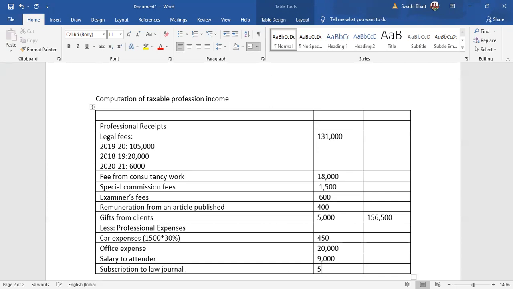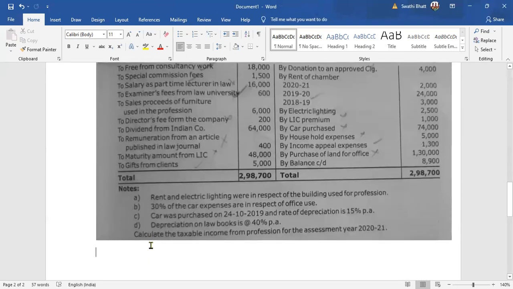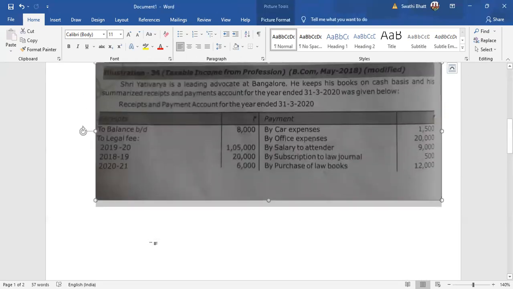And that is 500 rupees. The next thing that we have here is purchase of law book. Like I had mentioned earlier, law books or professional books are completely an asset for a lawyer or an advocate. So you don't write 12,000. Since it is an asset, it's a capital expenditure for a lawyer. When you see this, rather than writing the amount 12,000, you only charge depreciation on law books.